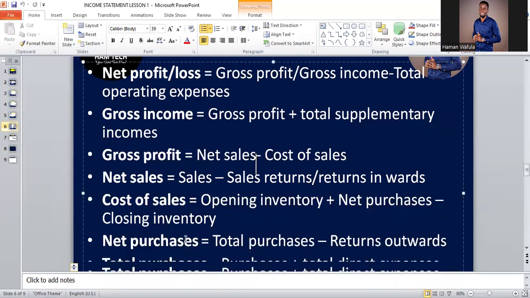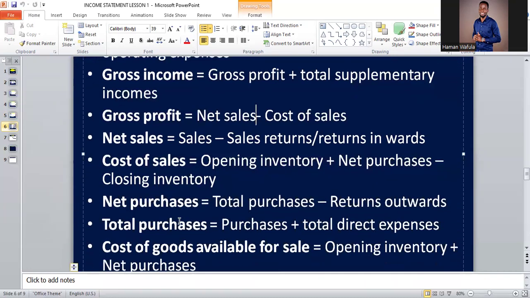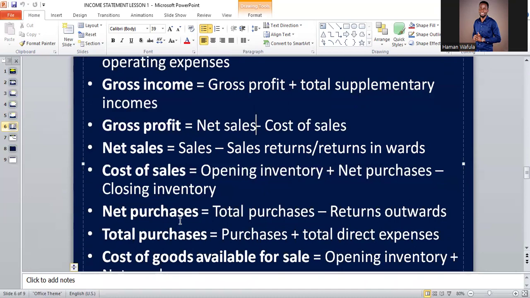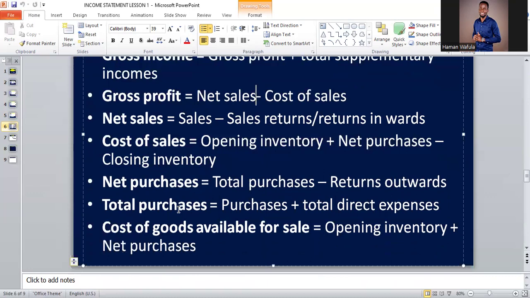So net sales, the formula is there. Cost of sales is opening inventory plus net purchases minus closing inventory. I explained what cost of sales means. For net purchases, we're looking at the exact value of purchases that you have, the things that are available for sale, whereby you take the total purchases and remove what you returned to the suppliers, in case it is there. And it is not a must that every business has returns inwards and returns outwards.